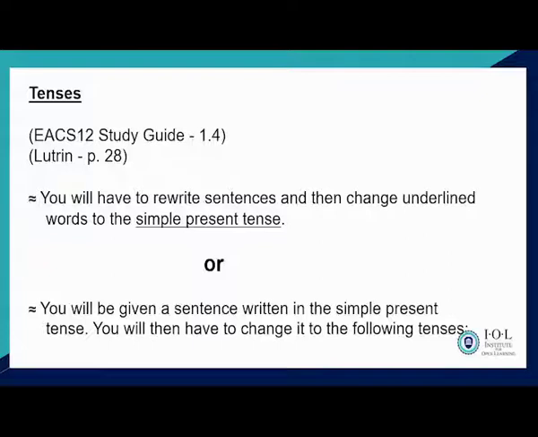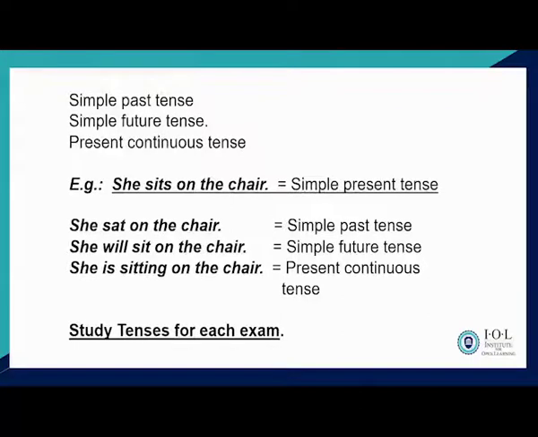Tenses. EACS Study Guide 1.4, Lutheran, page 28. You will have to rewrite sentences and then change underlined words to the simple present tense. Or you will be given a sentence written in the simple present tense. You will then have to change it to the following tenses: simple past tense, simple future tense, and the present continuous tense. For example, she sits on the chair, simple present tense.